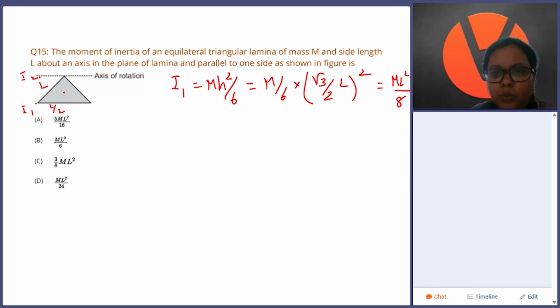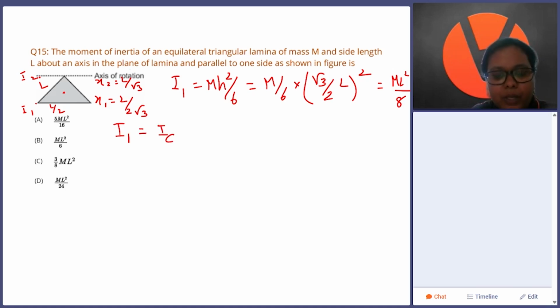Now this root 3 by 2 L, if you are splitting it out, you can write x1 as L by 2 root 3 and x2 as L by root 3. So 3L by 2 root 3, 3 and root 3 will get cancelled. Again, what you will have? Root 3 by 2 L.